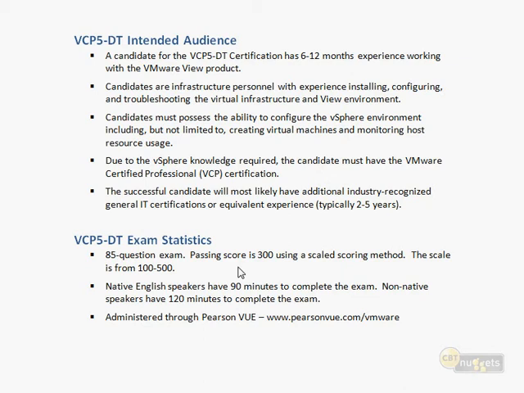Some questions are considered to be more difficult than others, and so that scaled scoring method ensures that if you get a whole bunch of hard questions and somebody else gets a whole bunch of less hard questions, then you're actually going to be equally tested with those people depending on what they get. You've got 90 minutes to complete the exam. If English is not your primary language, you'll have 120 minutes to complete the exam. And you can actually get that exam through pearsonvue.com/VMware. So that's where you'll sign up whenever it comes time to actually take the exam.